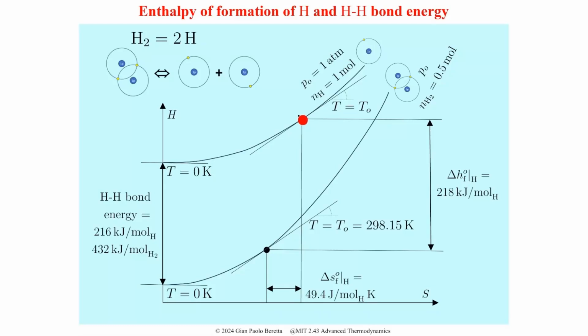Turns out that the derivative of H with respect to S, at constant P, is equal to the temperature. So also on this diagram, the slope is the temperature. And here I find it here. And for this other substance, I find it there.